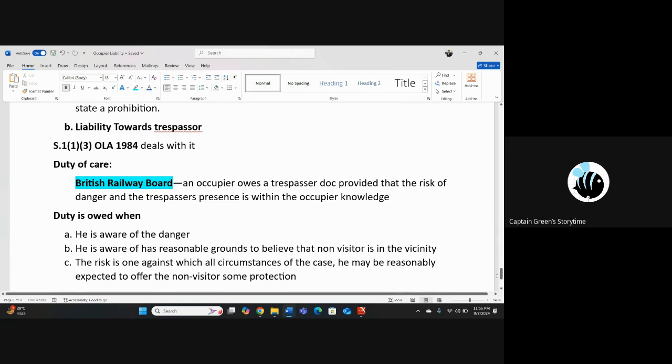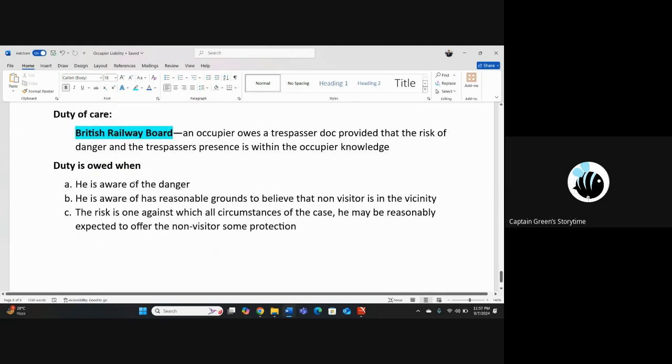Now, there are three situations when the duty will be owed by an occupier towards a trespasser. Number first, when an occupier is aware of the danger, he knows that there is a danger or has reasonable grounds to believe that there is a danger.